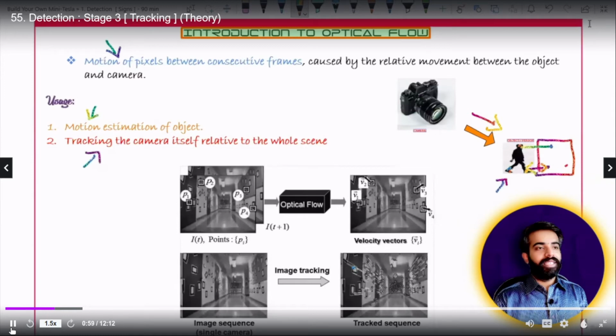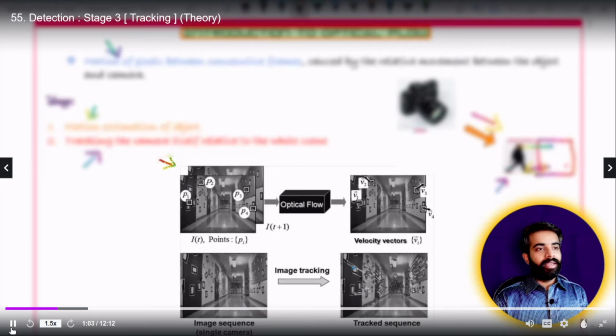The second usage can be seen in this example right here. Here, the whole scenery is being tracked by choosing 4 points in the scenery. These 4 points are being tracked using optical flow, and their final location is displayed in the next frame. The final and initial locations are connected to each other by a displacement vector.